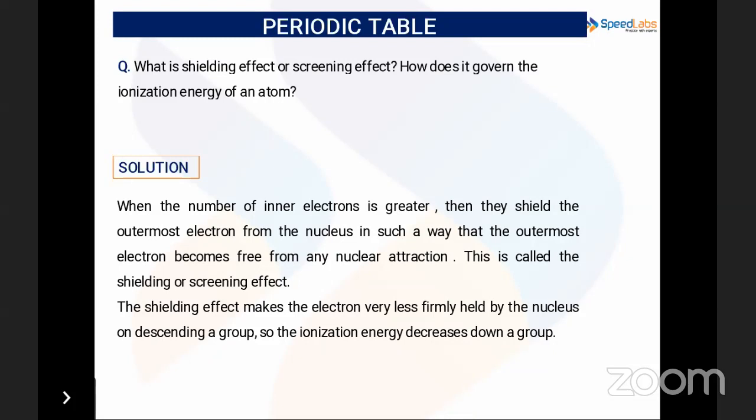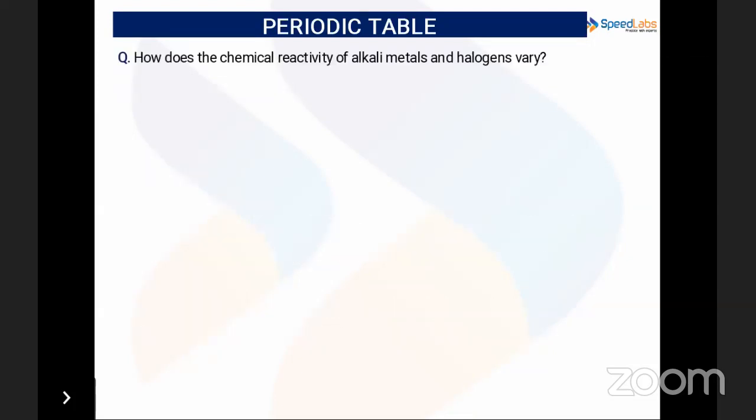Now the question is why? It is because of the screening effect that the ionization energy decreases from top to bottom within a group. It is one of the important statements. So here you have cleared the screening effect or the shielding effect and how it governs the ionization energy of an atom. So we are now moving towards the next question.